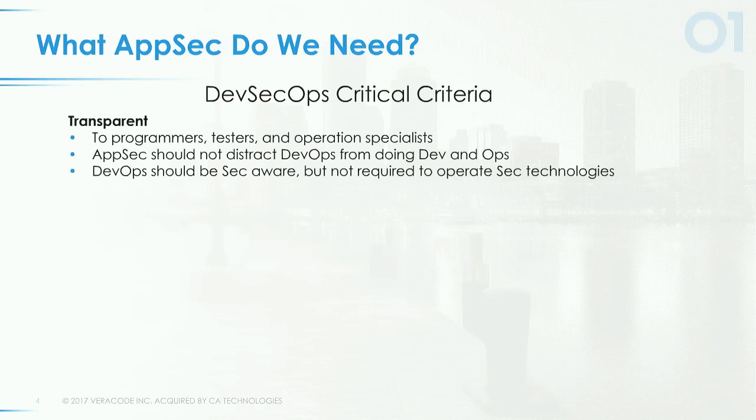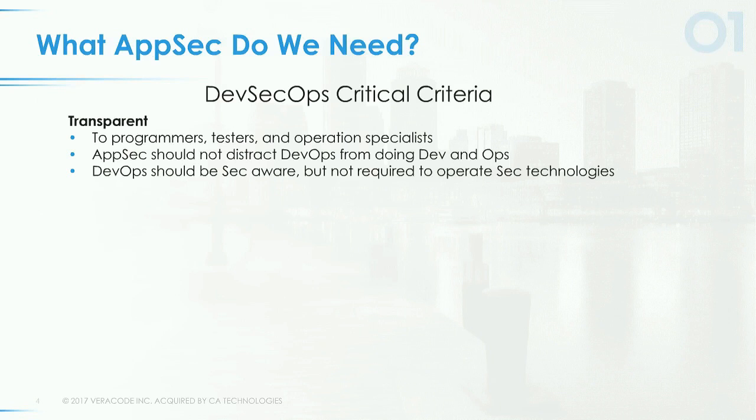Security must be transparent to programmers, testers, and operations specialists. Remember, what are the main objectives of development and operating specialists? It's not security, definitely. It's functionality, first of all. It's to deliver functionality right in time and under budget. So the next priority would probably be the quality of that application and then performance of the application.